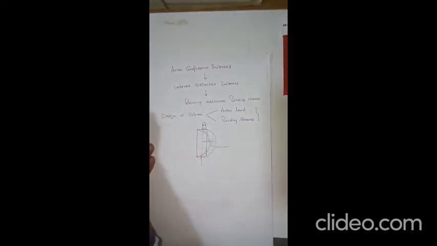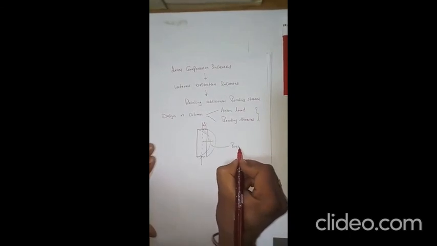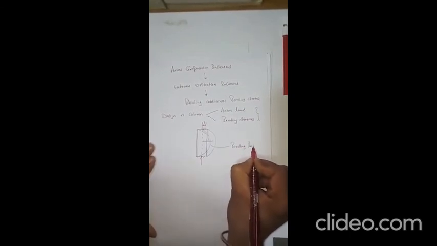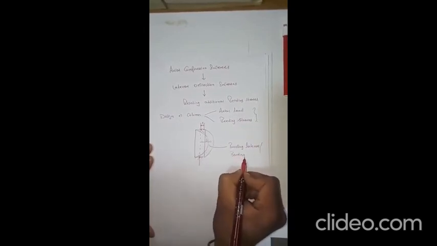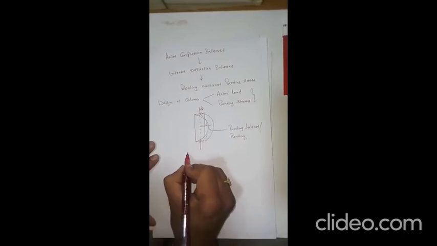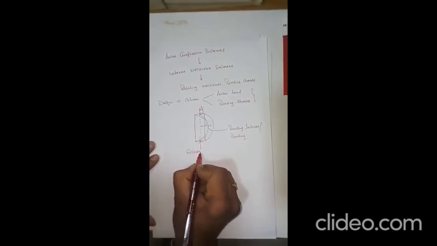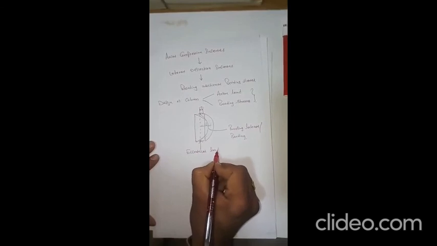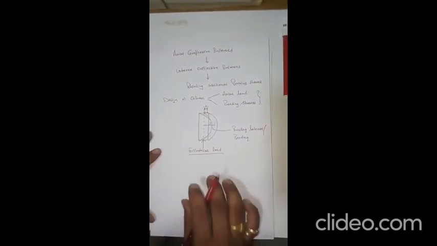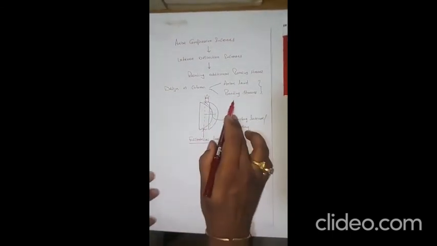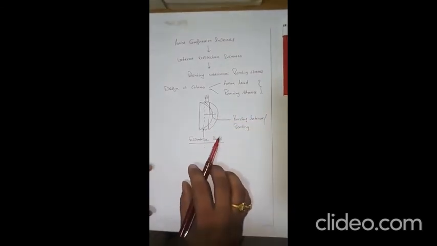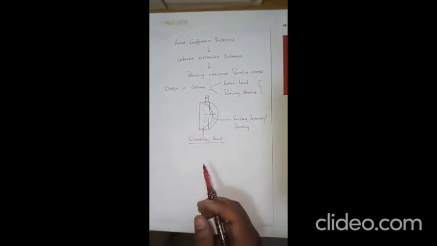This is called buckling. Which buckling? Lateral buckling or lateral bending. This is what happens due to eccentric load, right? That is the reason why, when you are designing a column, we should design not only for the axial load, we should design by keeping bending in mind. Understood?